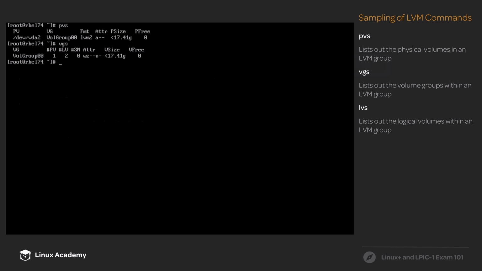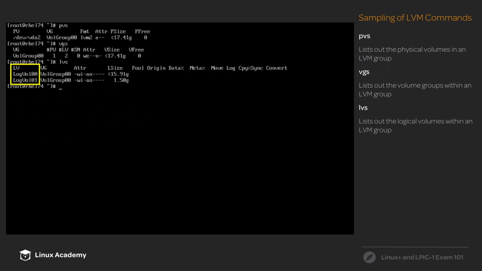vgs, just like pvs, scans for the various volume groups on your system. Here we only show the volume group vg00, which is all that we have on this system. If you look to the right of it, you can see that there is one physical volume that's attached to it, but there are two logical volumes contained within this volume group. So let's run lvs, short for logical volume scan, to see what these logical volumes are. And here we can see that we have two individual logical volumes, lv00 and lv01. And both of these logical volumes are members of the volume group vg00.